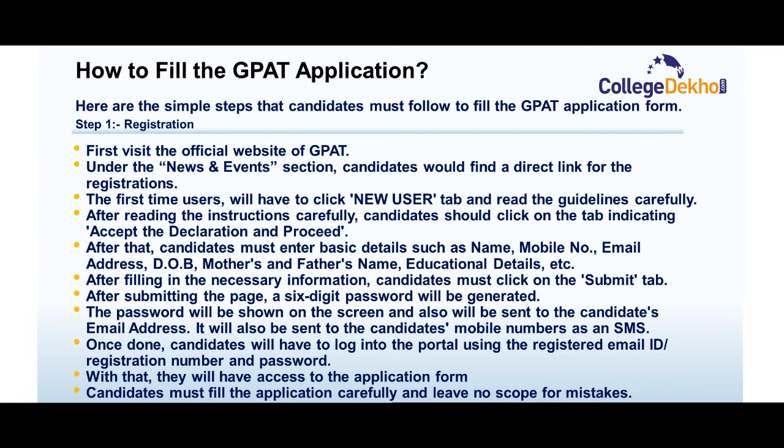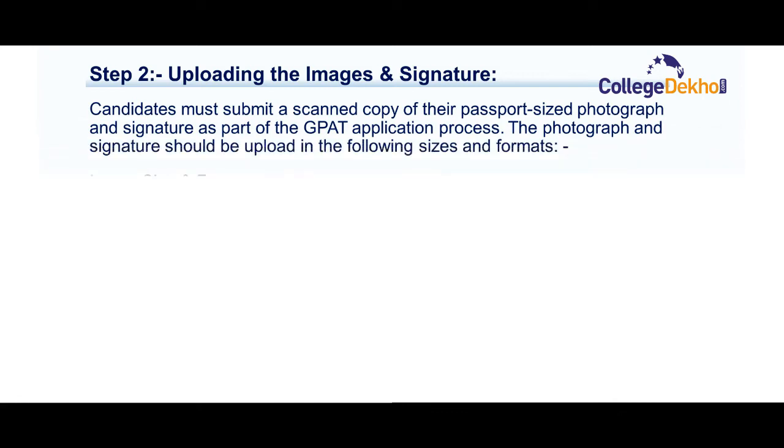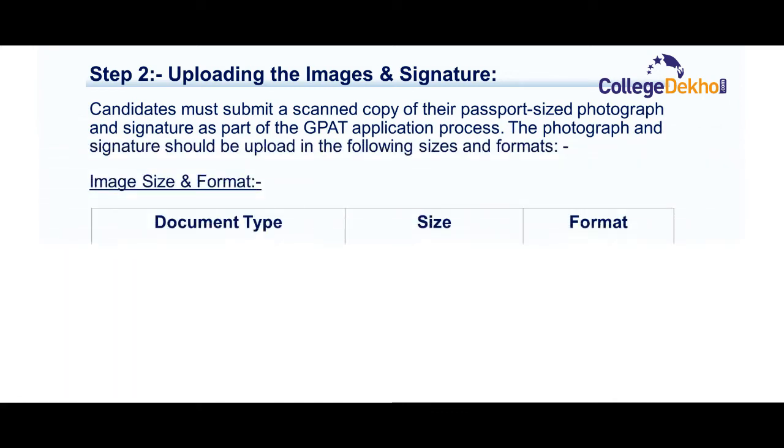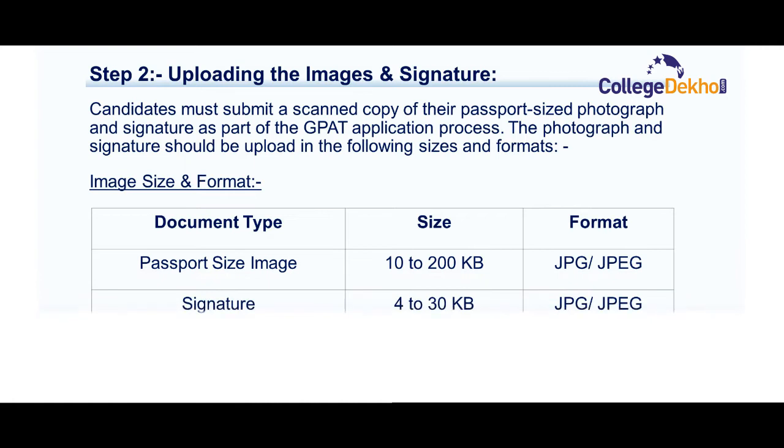Once done, candidate will have to log in to the portal using the registered email ID or registration number and password. With that, they will have to access the application form. Candidate must fill the application form carefully and leave no scope for mistake. Second step, uploading the image and signature. Candidate must upload a scanned copy of their passport size photograph and signature as a part of the GPAT application process. The photograph and signature should be uploaded in the following size and format.